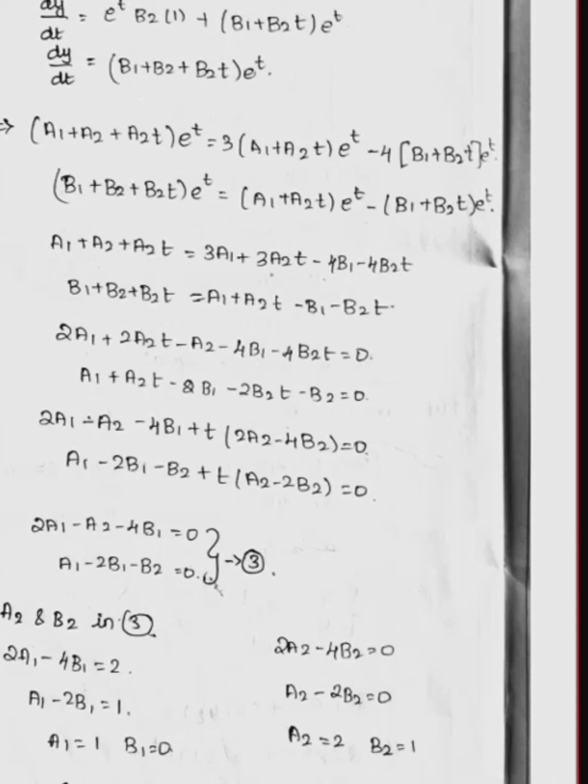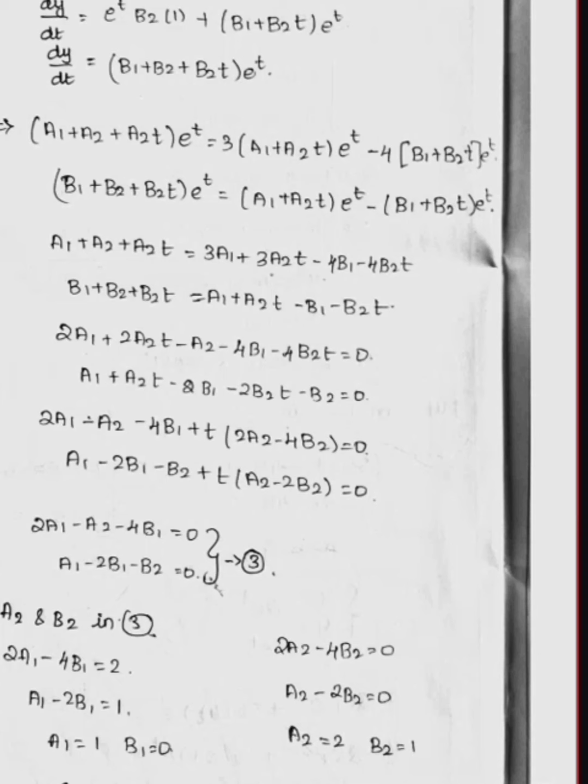Now you are solving this. So you substitute b1 equal to 0 here. So a1 value equals what? 1. Similarly, in 2a1 minus 4b1 equals 2, with b1 equal to 0, 2a1 equals 2, which means a1 equals simply 1. So in both equations, substituting b1 equal to 0, you get a1 value equal to 1 here.